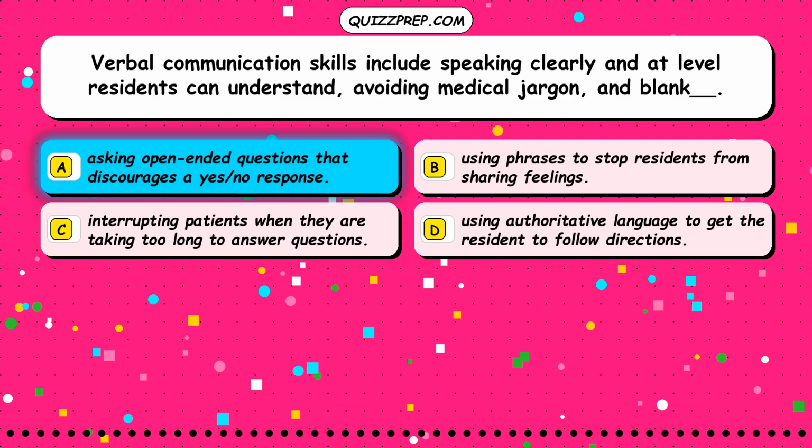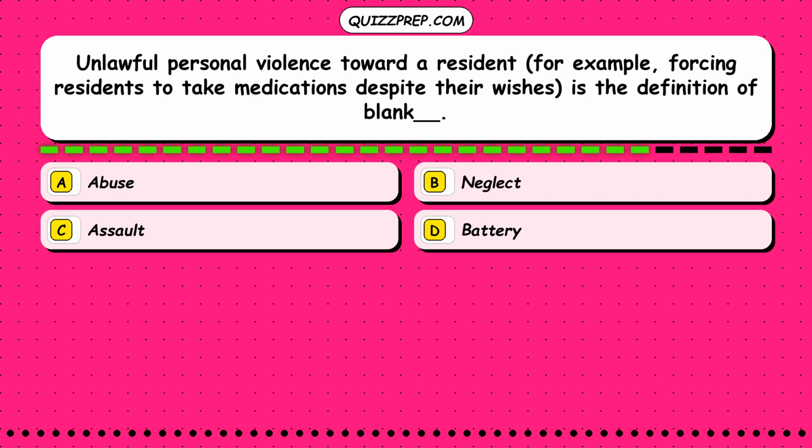The correct answer is option A, asking open-ended questions that discourages a yes/no response. Question 57. Unlawful personal violence toward a resident, for example, forcing residents to take medications despite their wishes, is the definition of blank blank. Option A, abuse. Option B, neglect. Option C, assault. Option D, battery.